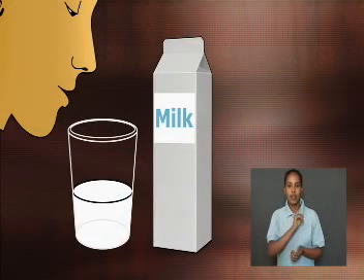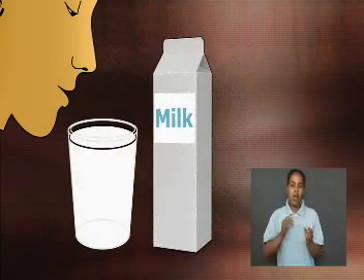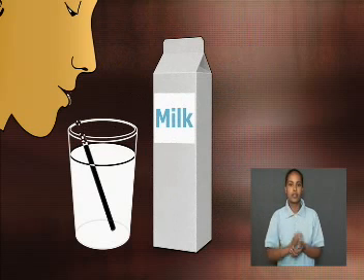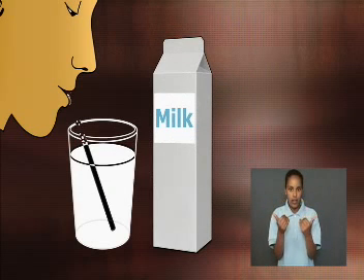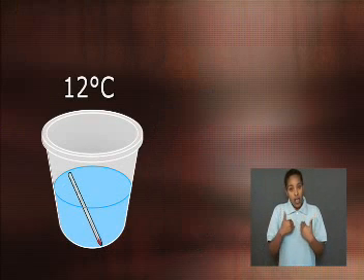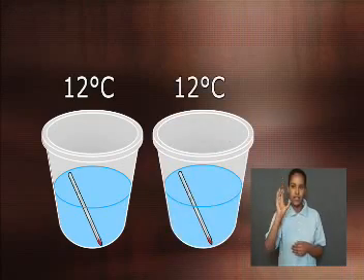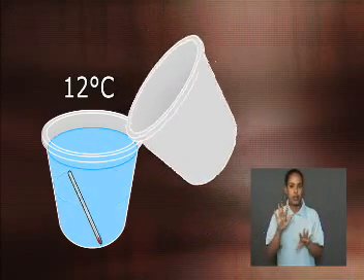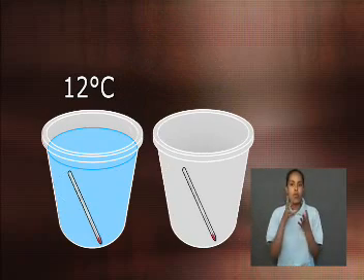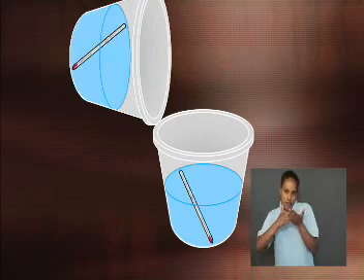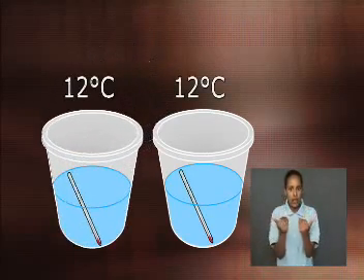If I have a glass of milk, it does not matter if I add more milk to my glass or drink some of it. The milk will still be white-colored. If I have a bucket of water that is 12 degrees Celsius, it does not matter if I add more water of the same temperature or pour half of it out. It will still be the same temperature.